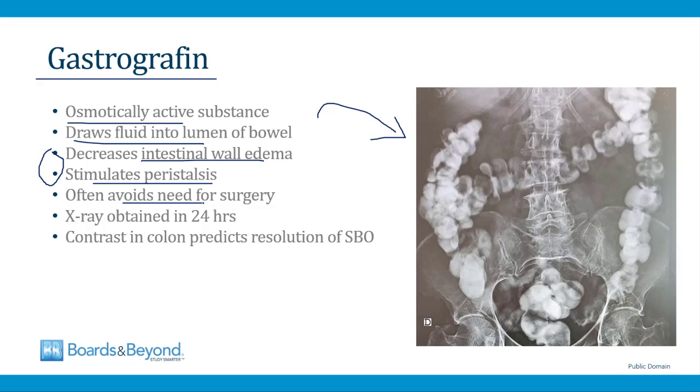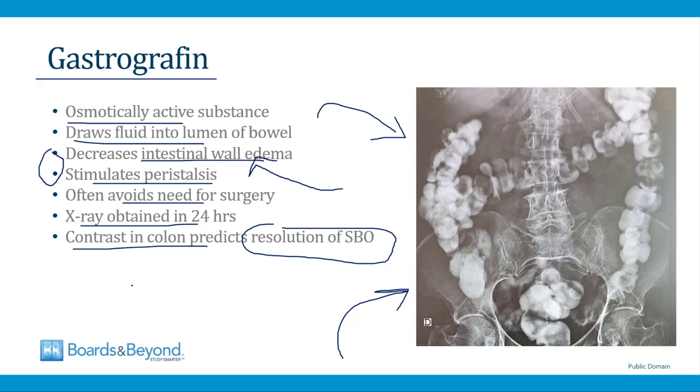Remember that many small bowel obstructions are caused by adhesions, which are fibrous tissue that constricts the lumen of the small bowel. By causing these effects on the small bowel, however, gastrografin can often get the bowel moving again and essentially work its way around the adhesive obstruction so that flow returns to the lumen of the bowel. So after you give gastrografin, you usually obtain an X-ray 24 hours later, and if you see contrast in the colon, like what's shown on the screen here, then you know that the gastrografin has made its way through the small bowel, and that predicts that the bowel obstruction will resolve without the need for surgery.